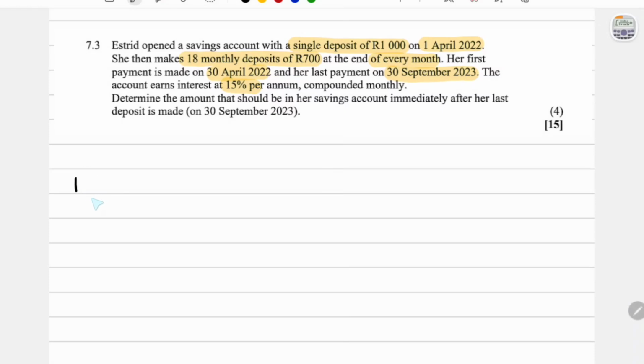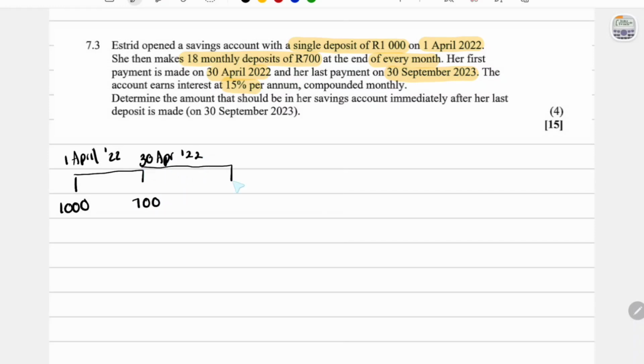So the first thing that happens is that Estrid opens this account, right? And the account has 1,000 Rand. She opens it with 1,000 Rand. So she doesn't just go and open an account. She puts 1,000 immediately. Okay. And then she starts to make deposits. She makes 18 deposits of 700 Rand in total every end of the month, right? So the first deposit that she makes, they mentioned, was on the 30th. And I should actually be writing this here. So 1,000 first, and that's on the 1st of April, specifically 2022. Then the first deposit was on the 30th of April, 2022, and that was 700 Rand.